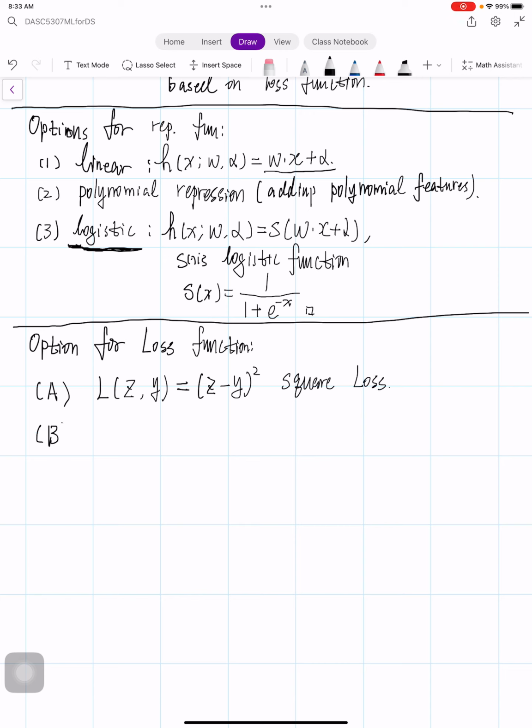Part B, sometimes there are also another class of machine learning tools. It's not based on the square loss. It's based on the absolute value loss. So you just compare z, the predicted value, with the true value y. Instead of using the square, you're using the absolute value. Okay, so it's absolute loss.